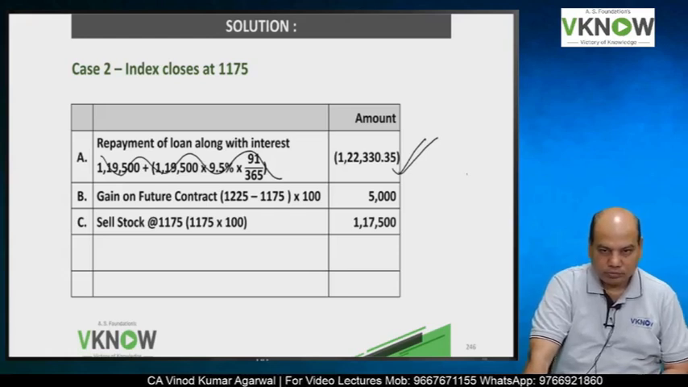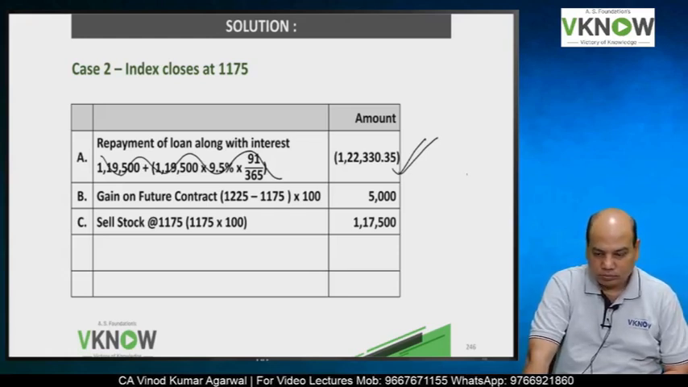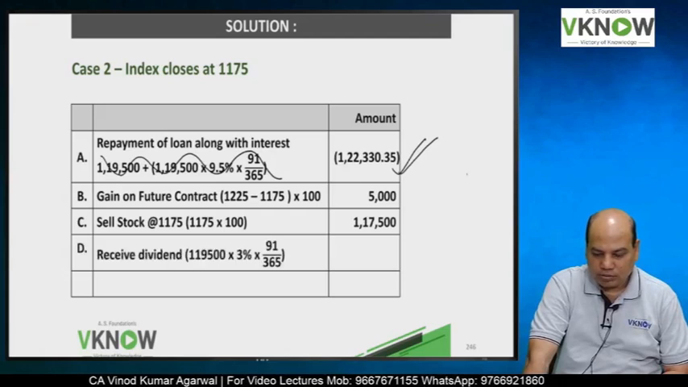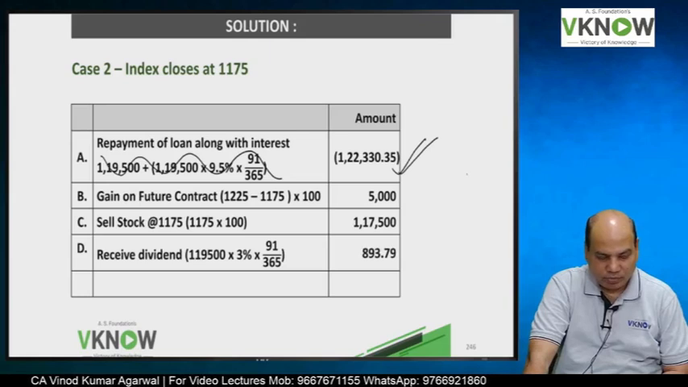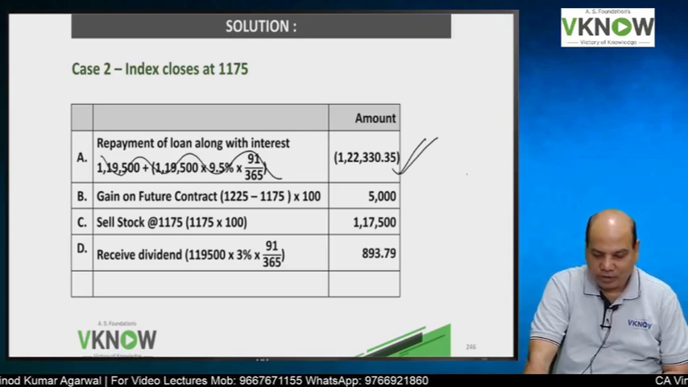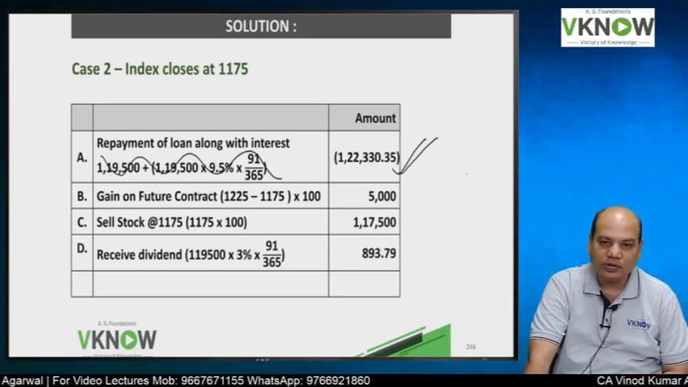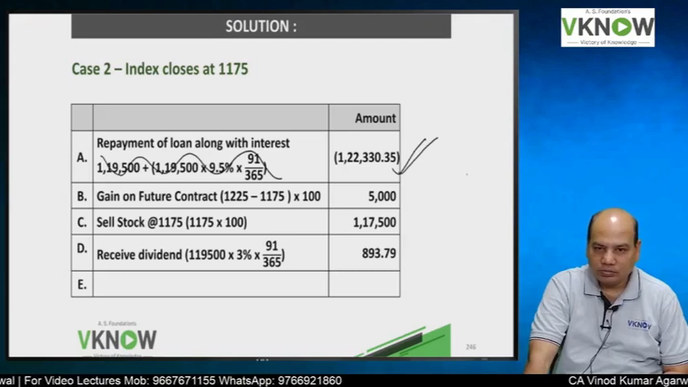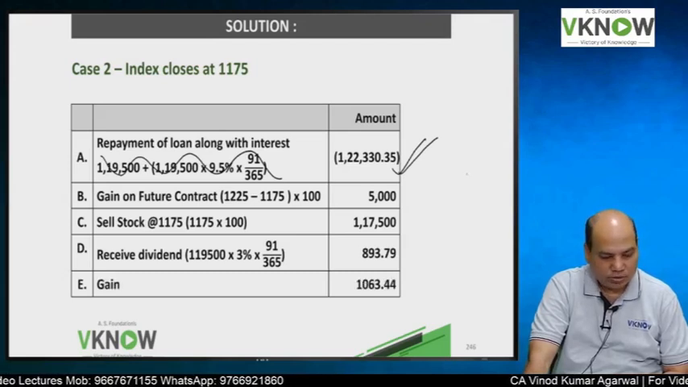1,17,500. And you write down received dividend. Same number, received dividend will be same. Received dividend 1,19,500 into 3% into 91 by 365. It will be same, because there is an arbitrage opportunity.